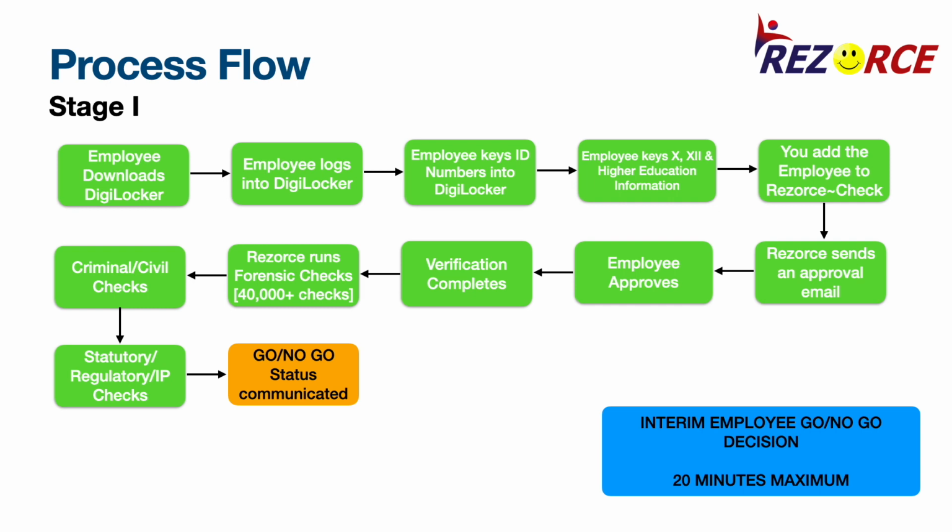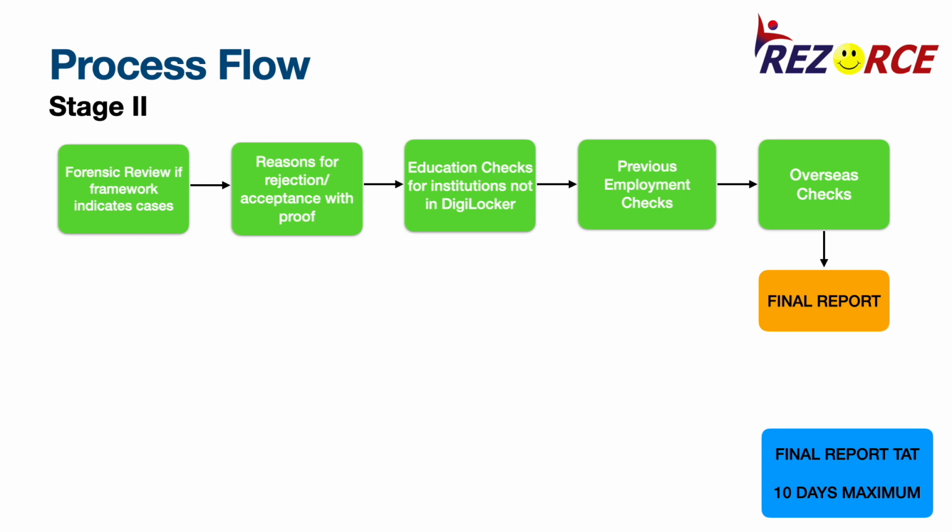After this, our system will match up the employee against information in over 40,000 different databases and conduct a full forensic check. If there are no matches, we will provide an interim go/no-go report within 20 minutes. However, if there are any matches, we will do a deeper dive.